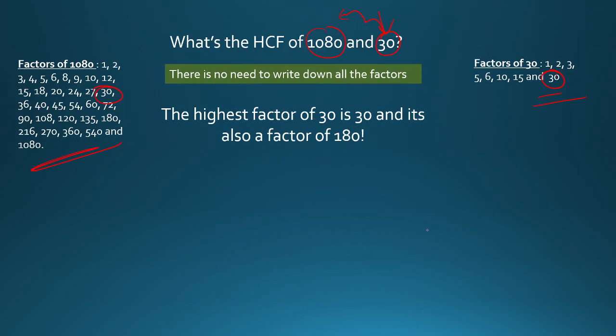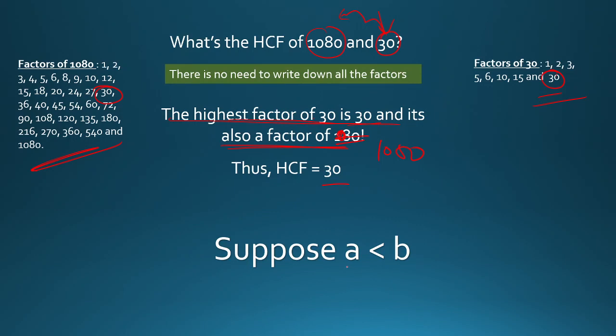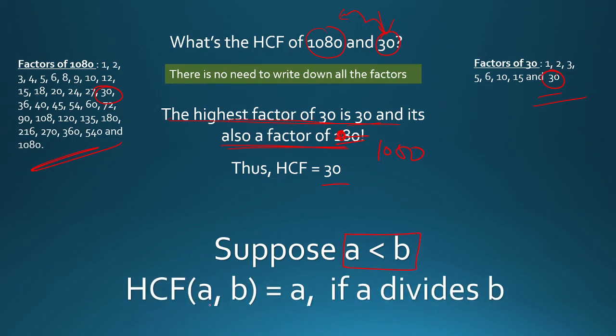So the highest common factor of 30 is 30, and the same reasoning applies here, it's also a factor of 1080. So the HCF should be 30, right? So in general, suppose A is less than B, and HCF of A and B will be A if A divides B, right? The smaller number will be the HCF if it divides the bigger number, as simple as that.